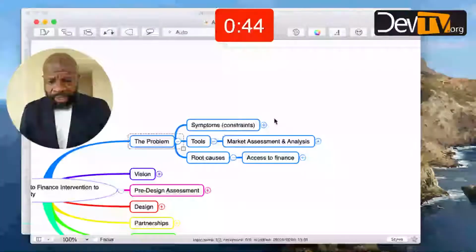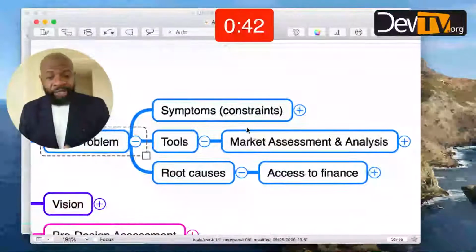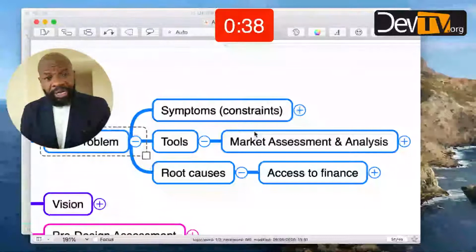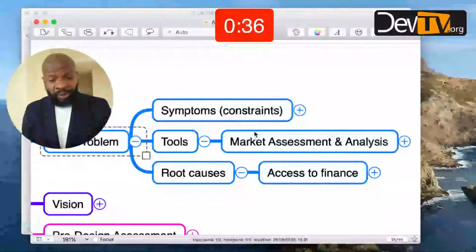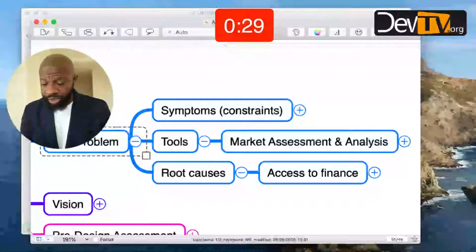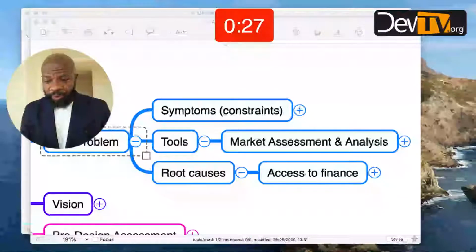So what's the problem? We need to understand what the symptoms are. What are the issues that we're thinking about in terms of the problem we want to try and resolve? What's the tool that we're going to use to resolve this problem? And what are the root causes of the problem?